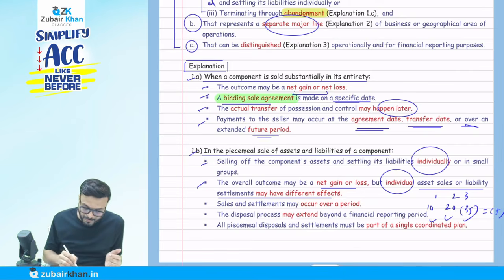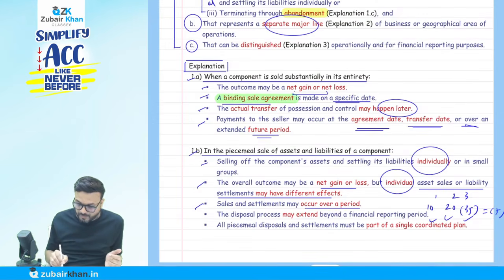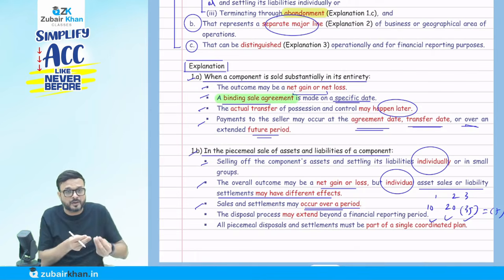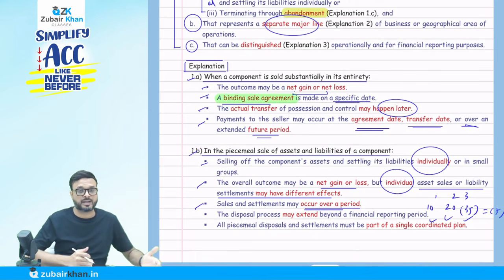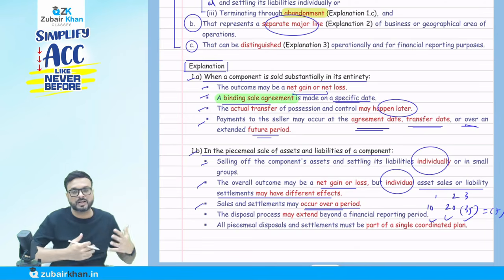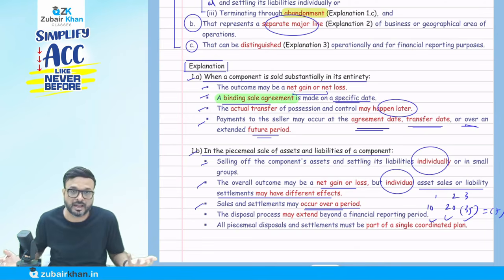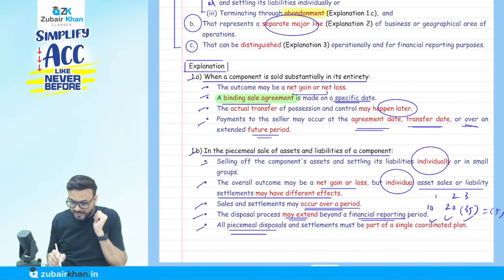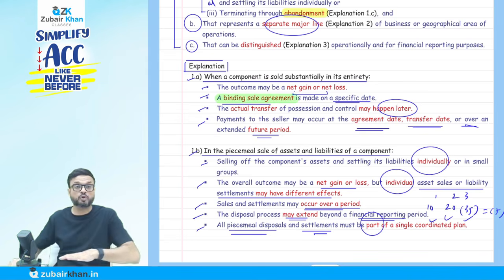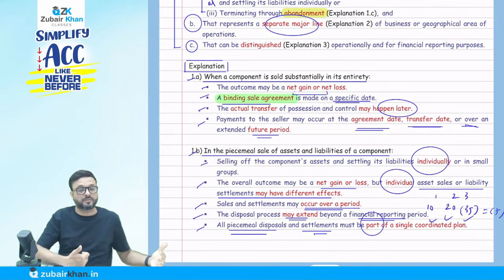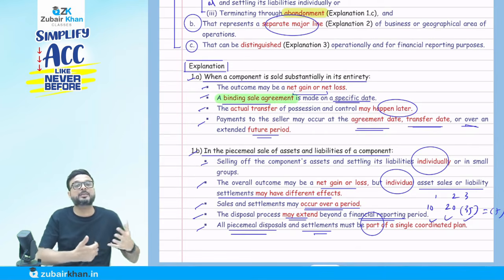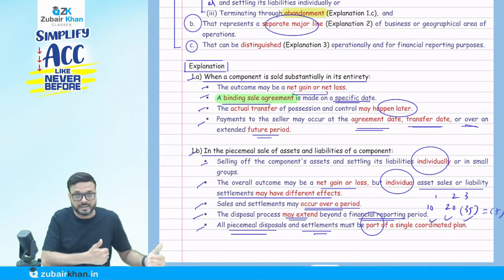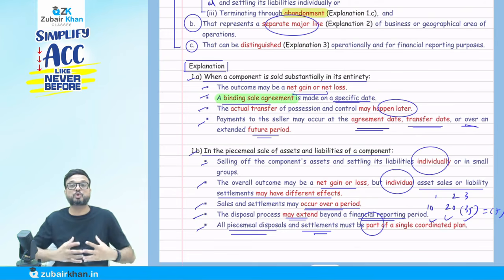Then they say that sales and settlement may occur over a period. When they talk about the piecemeal, we are doing the settlement individually, so it will take time. It is not going to happen on one date. It may be more than one financial year. So they say the disposal may extend beyond a financial reporting period, and all the piecemeal disposal and settlement must be part of a single coordinated plan. You should have a proper plan, but it may take more than one financial year. You are selling them individually, no problem in that. You are doing the settlement individually of all the liabilities, no problem in that. But you should have a single coordinated plan for how we're going to proceed.